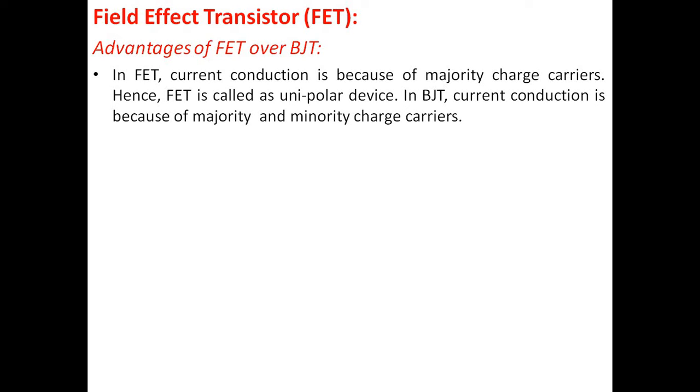We know that in case of a BJT, which is called a bipolar junction transistor, the current conduction is due to both majority as well as minority charge carriers. But in case of a field effect transistor, we have only the majority charge carriers. We don't have any minority charge carriers. That's why the field effect transistor is called a unipolar device. Only one charge carrier is responsible for producing the current.